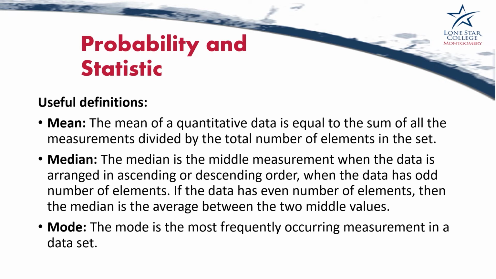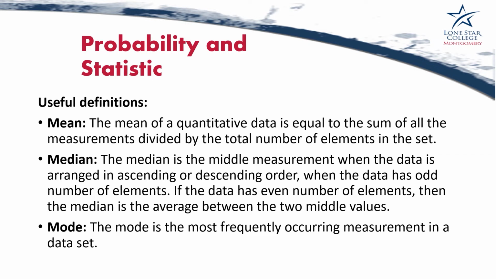The mean of a quantity of data is equal to the sum of all the measurements divided by the total number of elements in the set. You want to think about it as average. To find the average of something, you add everything up and you divide it by however many numbers there are. The median is the middle measurement when the data is arranged in ascending or descending order when the data has an odd number of elements. If the data has an even number of elements, then the median is the average between the two middle values. Mode is the most frequently occurring measurement in a data set.